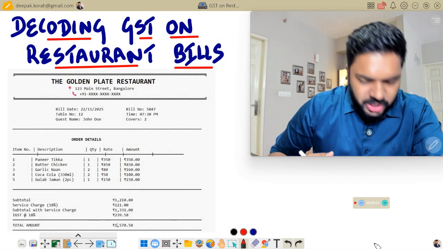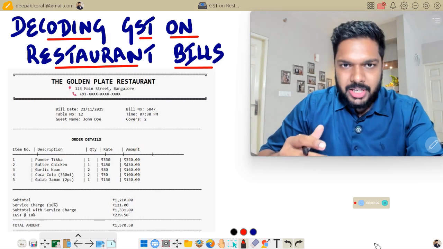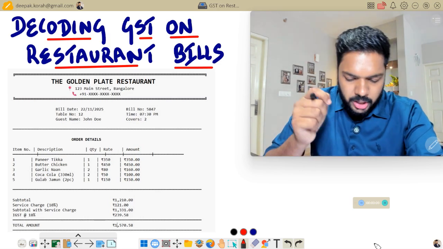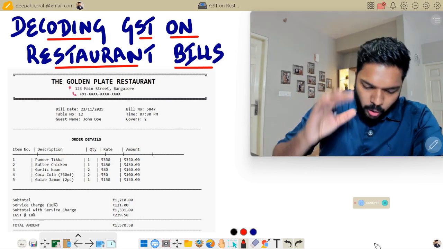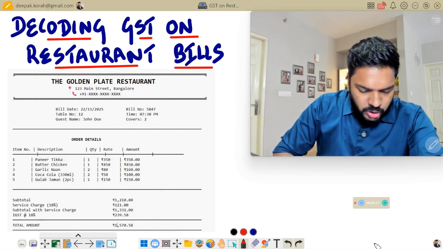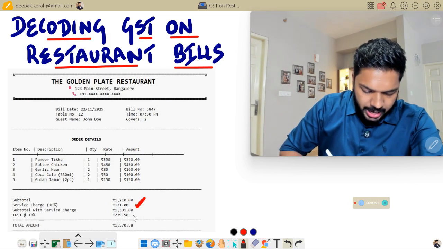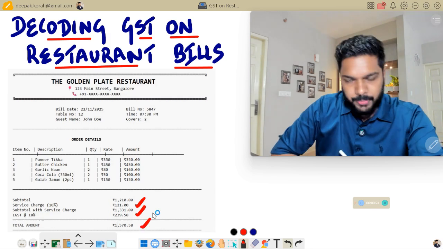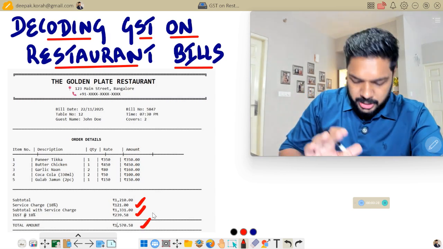So in this video, we'll try and understand, or rather decode, what should be the correct GST disclosed on a restaurant bill. I brought a screenshot of a restaurant bill, and as you can see, this restaurant has charged a service charge, and you have GST and the total amount. Now there are around 3-4 mistakes in this particular restaurant bill.